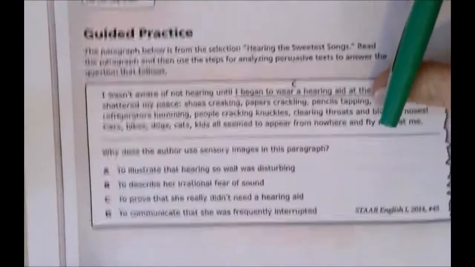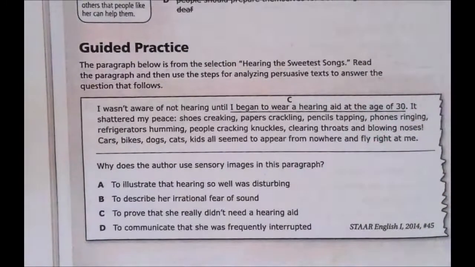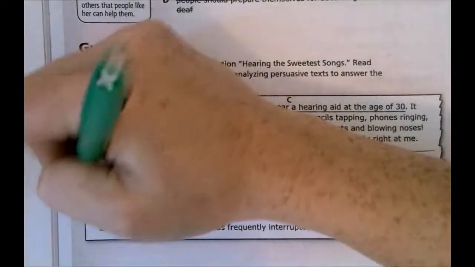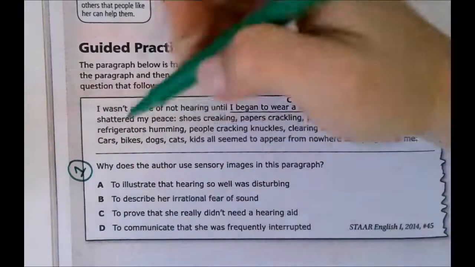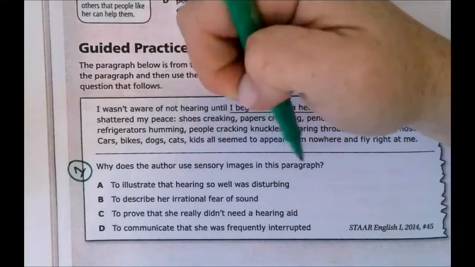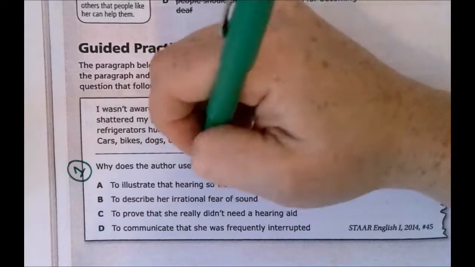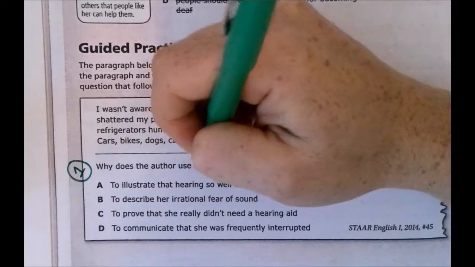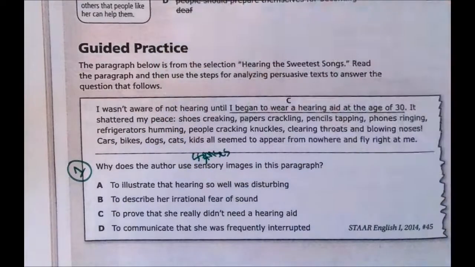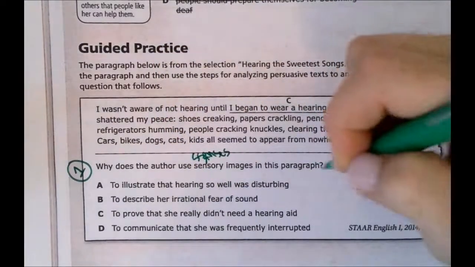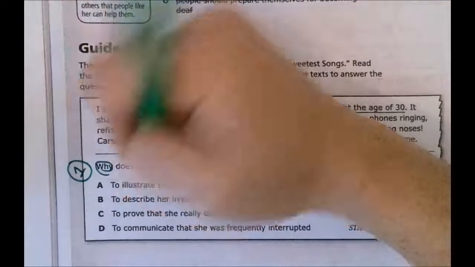All right, let's do it again. Guided practice. Okay, so we're going to read the paragraph, and then we're going to look at our steps for analyzing the persuasive text in order to answer the question that follows, okay? So, step number 1, I'm going to look at the question and figure out what it is asking me. It says, why does the author use sensory images in this paragraph? So I know that sensory images use the 5 senses, okay? And I need to know why the author does something.